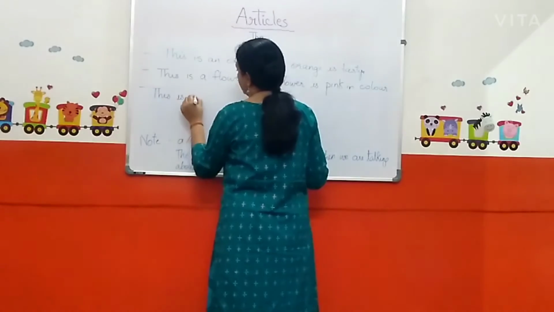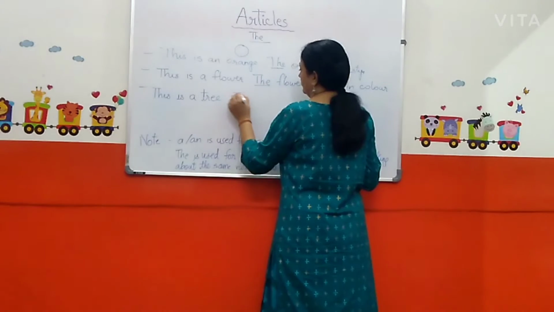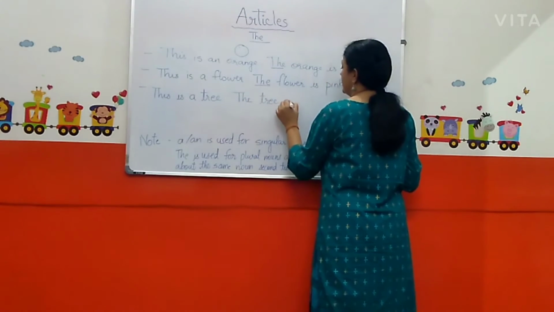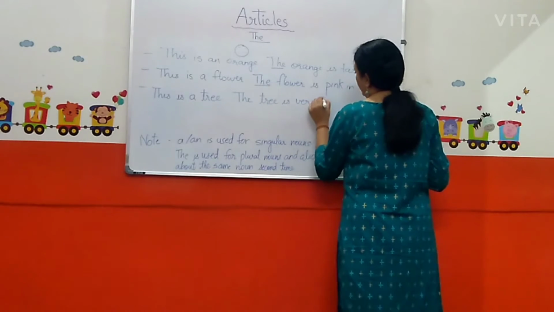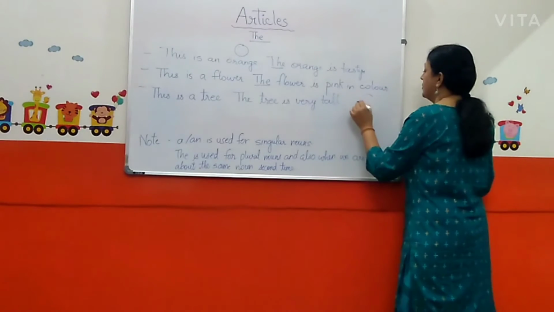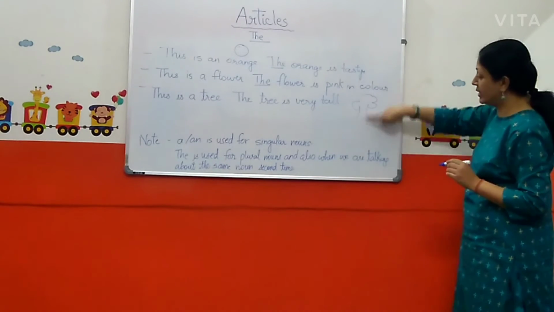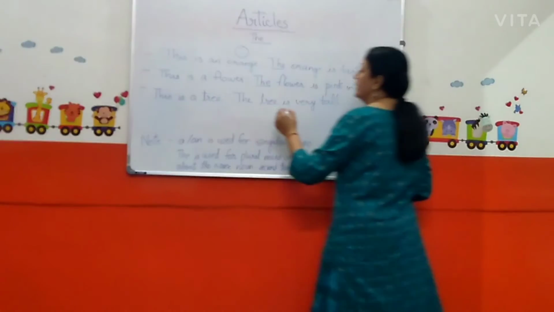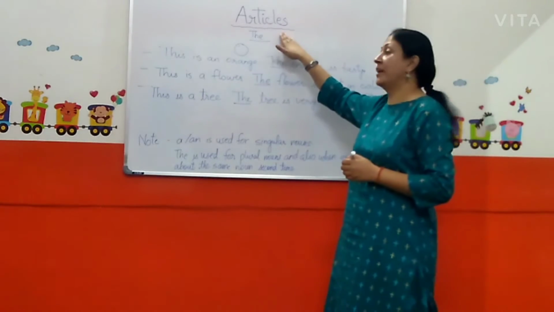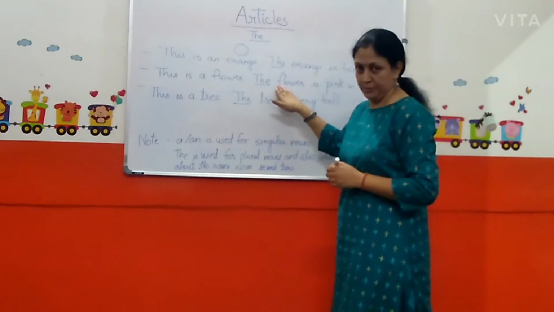This is a tree. The tree is very tall. So we are talking about the same tree, that this is a tree. The tree is tall. So we are using the. Okay? ये एक तरीके का यूज हुआ the का. When we are talking about the same noun for the second time, we use the.